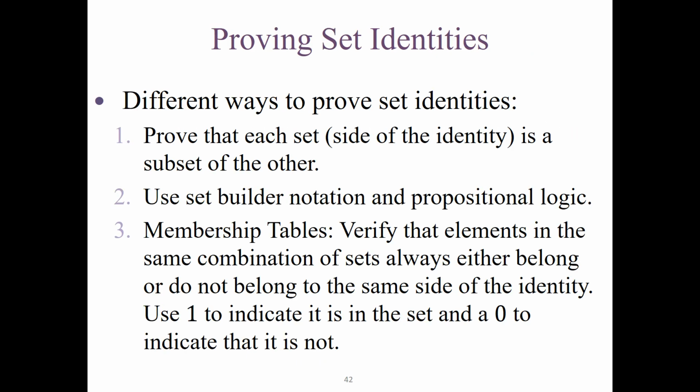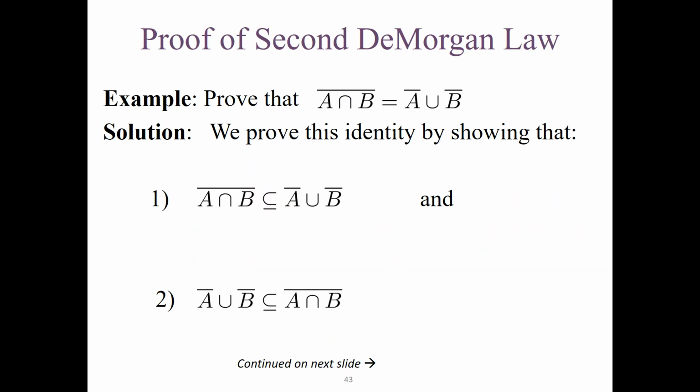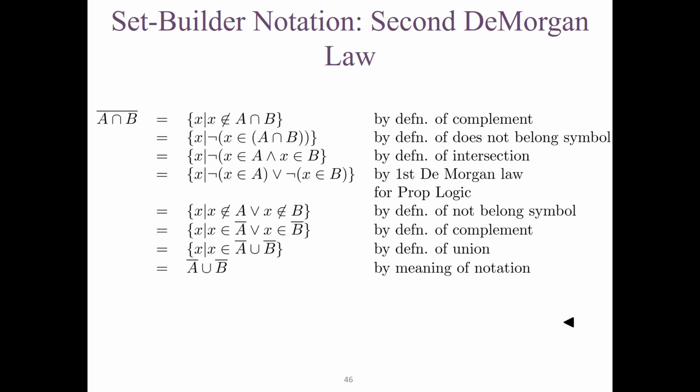Okay, the second method is to use set builder notation. We will write these steps using set builder notation. For the complement set of A intersect B, we can use the set builder notation. We collect all x into the set that follow the property x not in the intersection of A and B. That's the definition of the complement of the set A intersect B.